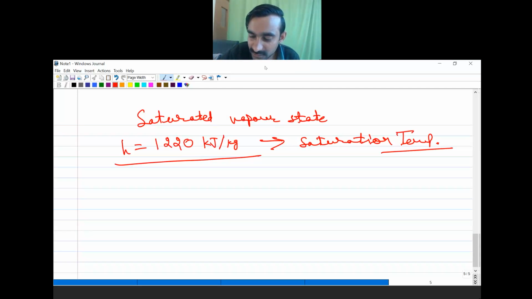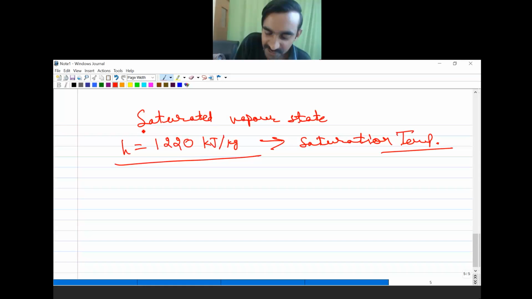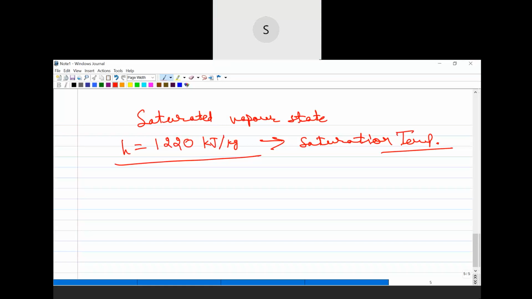Anyone would like to answer? Sir, how do we know which table to refer to? It is clearly given in the question: we have a saturated vapor state. After that, you can refer to any table, whether pressure or temperature, it will not be a problem. Anything can work. Sir, both tables would have the same value? Yes. Sir, we don't have any value for 1220. So now what we need to do is as per the morning lecture, what I told you.